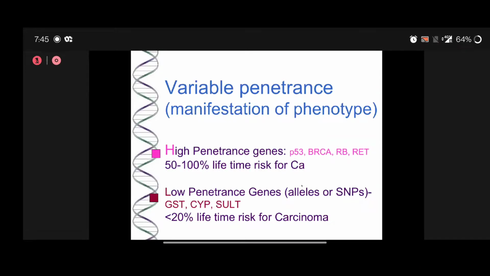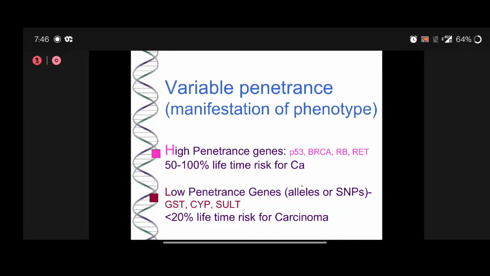This is a term which you would read sometimes, penetrance. Penetrance is the manifestation of a phenotype. 100% penetrance means all those who have the gene alteration will develop the phenotype, and 5% penetrance means only 5% of those who have the genotype will develop the phenotype. So we talk about the high penetrance genes. That is what we'll talk about in this lecture.